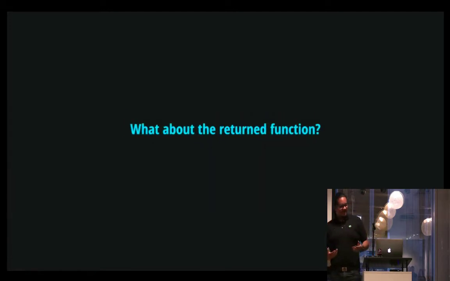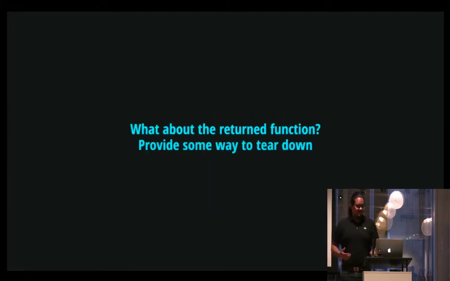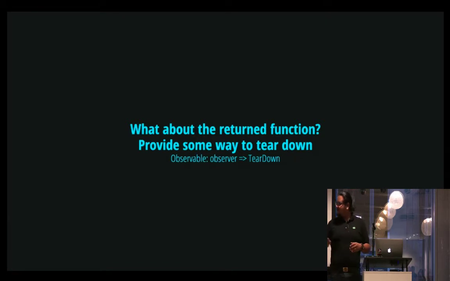Now, what about the return function? So the return function is what we call a teardown function or an unsubscribe function, and it just gives us some way to tear down some sort of subscription service as part of the observable API. And let's update our typing of what an observable looks like. So an observable is a function that takes an observer and returns some teardown function.